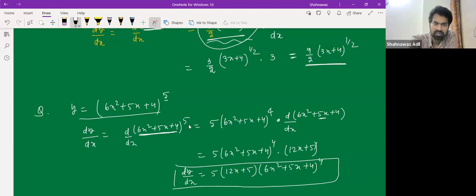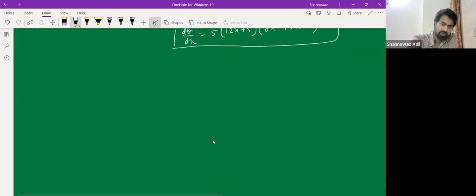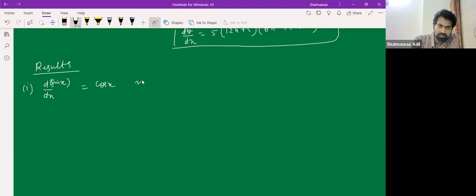Done noting. Okay, so now we have other special functions. Let me directly write the results, for the trigonometric functions. Let's say d by dx of sin x. This is simply cos x. And d by dx of cos x is minus sin x.